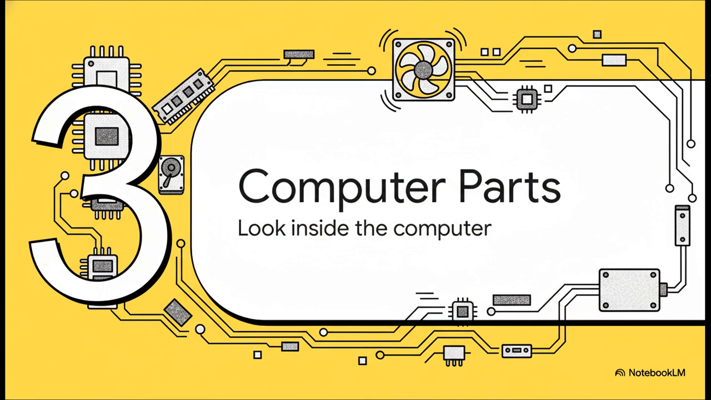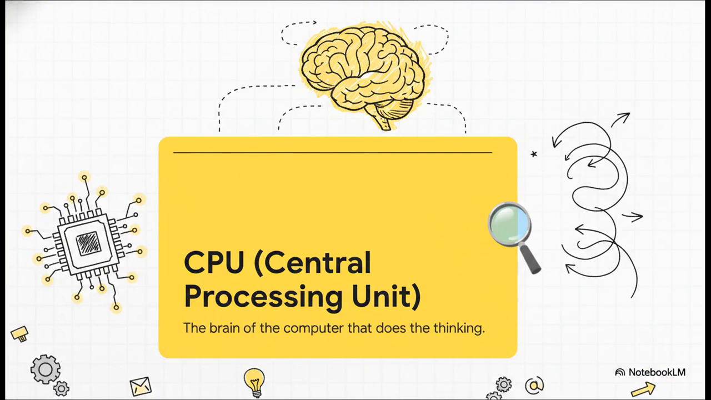We're going to learn about the different parts, the components, that make the computer work. First up is the CPU. This stands for Central Processing Unit, but an easy way to think about it is this. The CPU is the brain of the computer. It does all of the thinking.